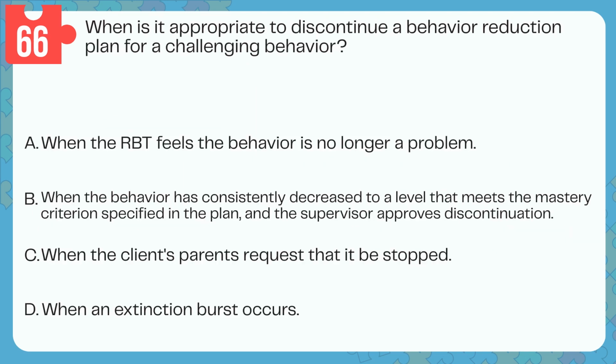Question 66. When is it appropriate to discontinue a behavior reduction plan for a challenging behavior? A. When the RBT feels the behavior is no longer a problem. B. When the behavior has consistently decreased to a level that meets the mastery criterion specified in the plan, and the supervisor approves discontinuation. C. When the client's parents request that it be stopped. D. When an extinction burst occurs.